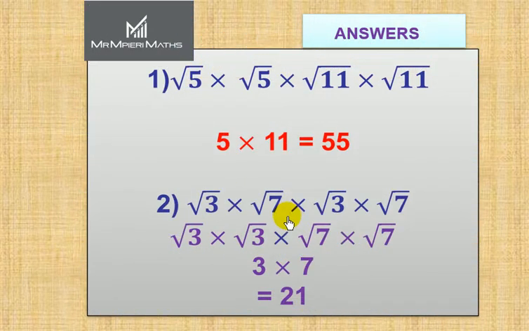Okay, here are the answers. Root 5 times root 5, that is 5. Root 11 times root 11, that is 11. So 5 times 11 gives me 55. Second question: it is a good idea to tidy them up. Root 3 times root 3 here, and then root 7 times root 7. So tidy them up this way, then that becomes 3, because root 3 times root 3 is 3, and root 7 times root 7 is 7. So the answer is 3 times 7, that gives you 21.